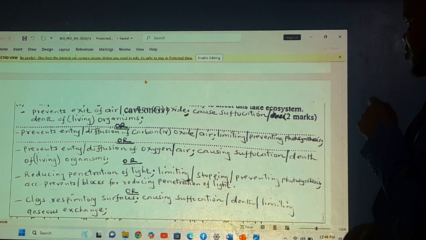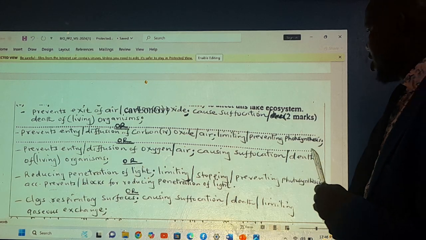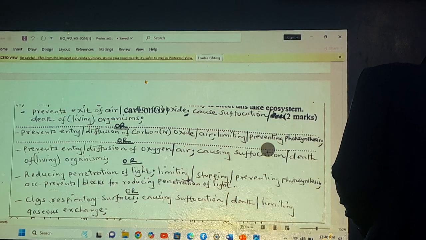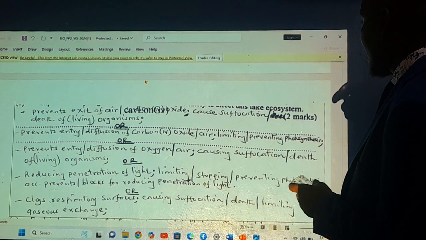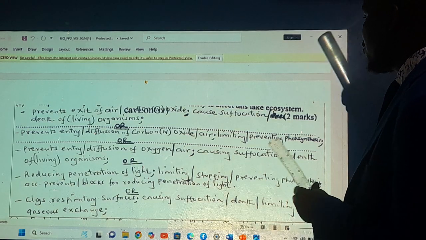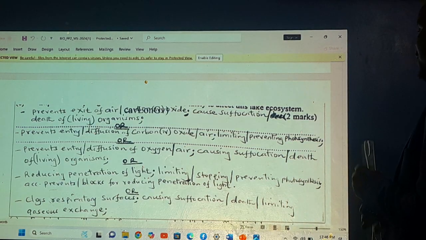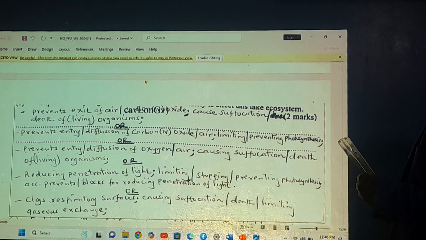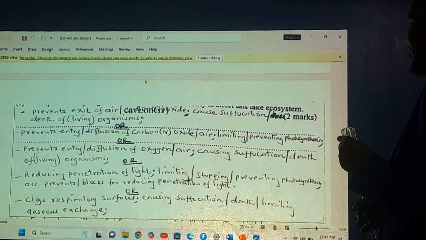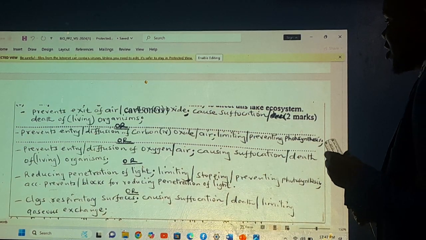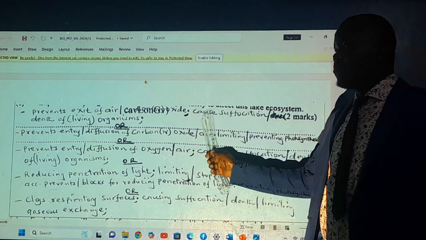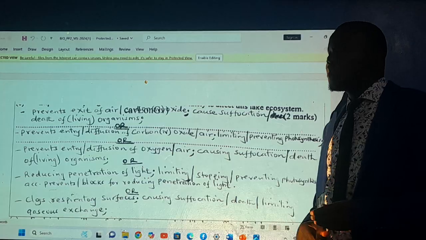The reduction of penetration of light. Let's check. We are speaking about what prevents exit of air, carbon dioxide, causes suffocation and death of living organisms, prevents entry by diffusion of carbon dioxide, limiting or preventing what? Photosynthesis. Prevents entry by diffusion of oxygen, causing suffocation of living organisms, reduces penetration. This is about what? Water. It was about water pollution, and this water pollution is about oils.